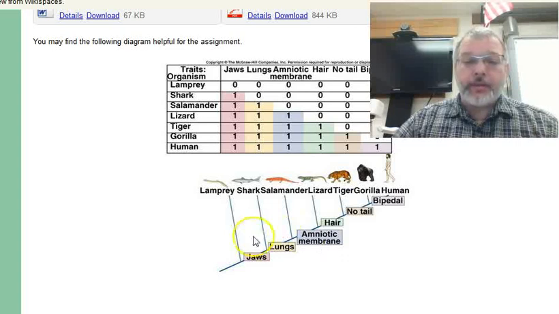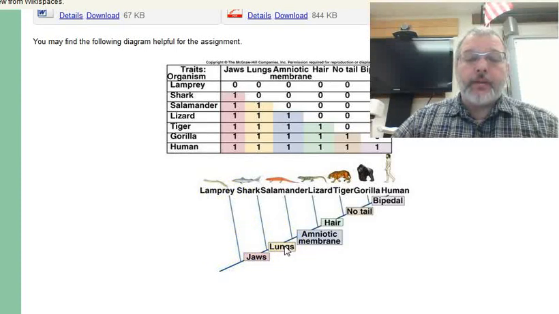So for instance, lampreys do not have jaws. So there's a common ancestor here they all share, but then in time, there's a new organism that had jaws, that developed that. And then all these have jaws, so it gave rise to all these somehow. But it was after the lamprey, so the lamprey doesn't have jaws. Then we keep moving, lungs.